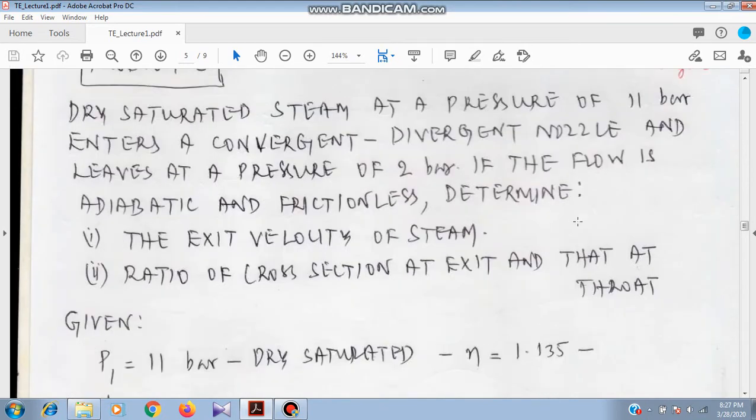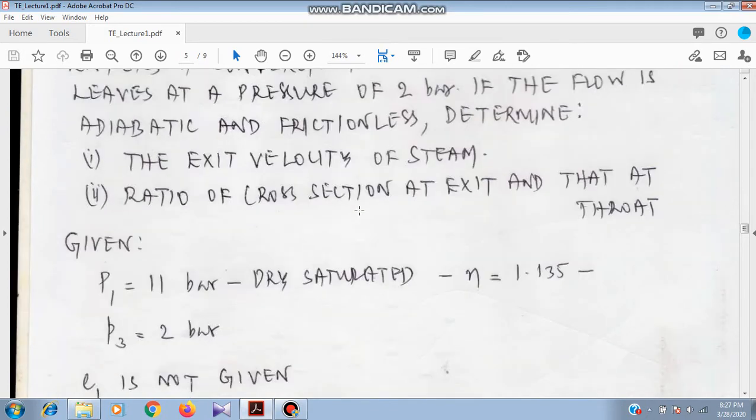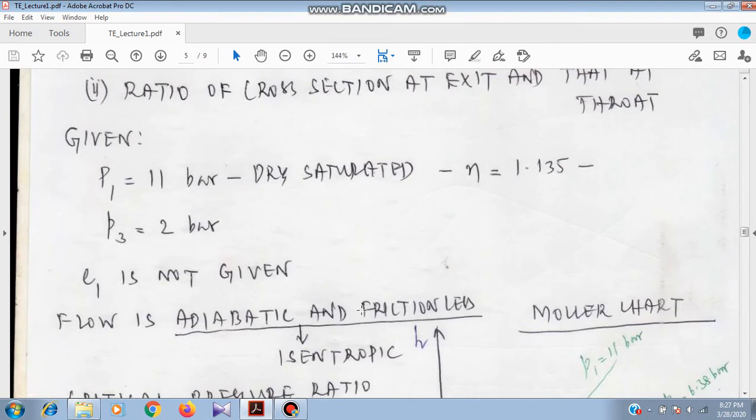And the second problem, it is given that dry saturated steam at a pressure of 11 bar enters a convergent divergent nozzle and leaves at a pressure of 2 bar. And the flow is adiabatic and frictionless. Determine exit velocity and the ratio of cross section at exit and that at throat. So it's a convergent divergent nozzle. But it is given that the flow is adiabatic and frictionless. Adiabatic and frictionless means isentropic.